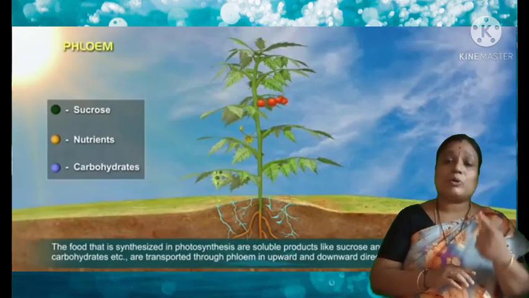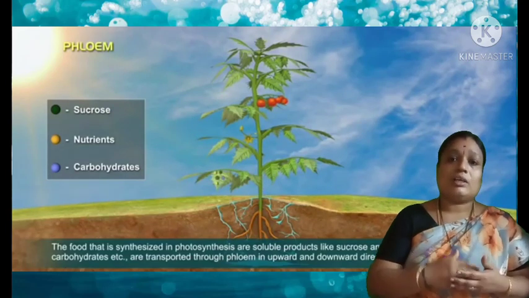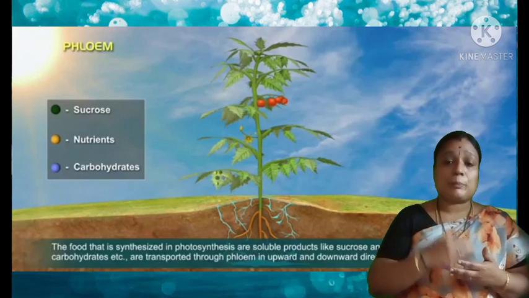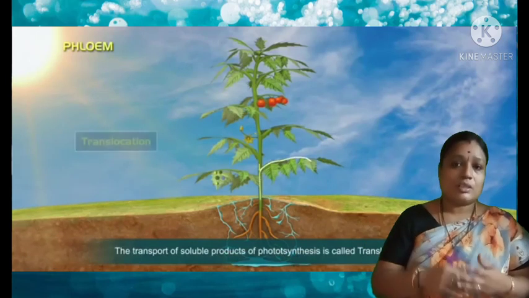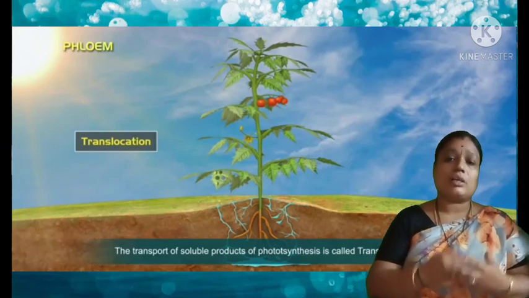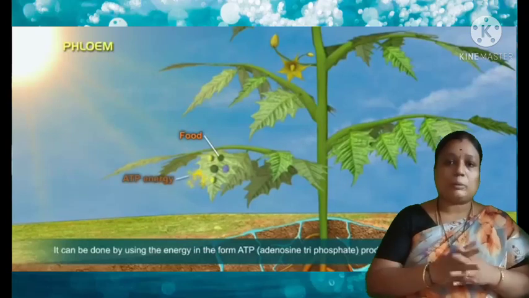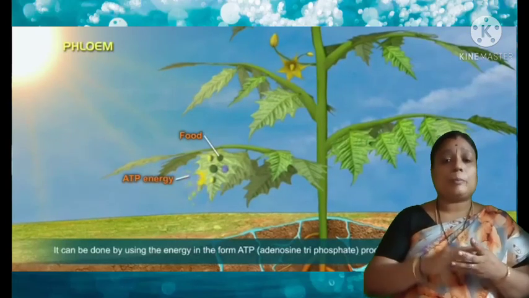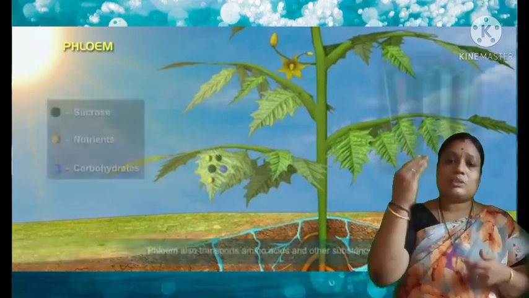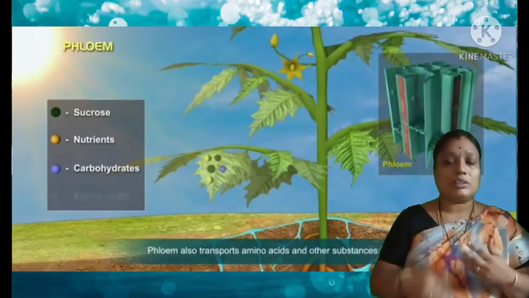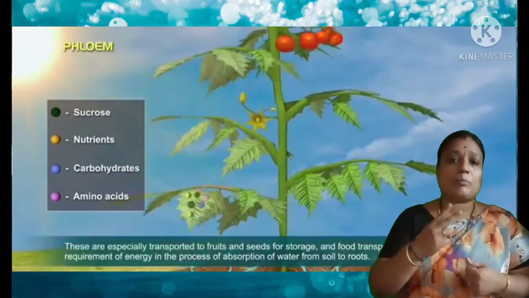So xylem transports water and minerals, and phloem transports the synthesized food, that is, the food prepared by the leaves, from the leaves to the root. In the same way, children, a continuous network of channels of phloem tissue runs throughout the plant. So the food prepared by the leaf is transported to the root through the stem and branches, at last to the root.